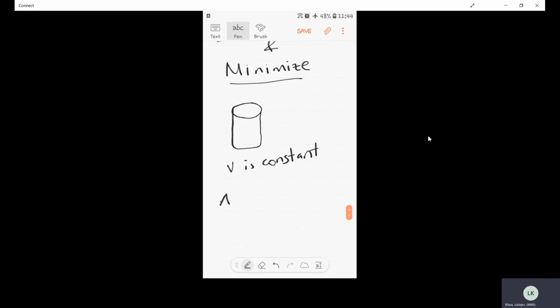So our area is equal to 2 pi r squared. This is the area of the circles on top as well as the circle at the bottom. And then 2 pi r times h. Okay, so that is the total area of the can. Now this h over here, that is the height of the can.